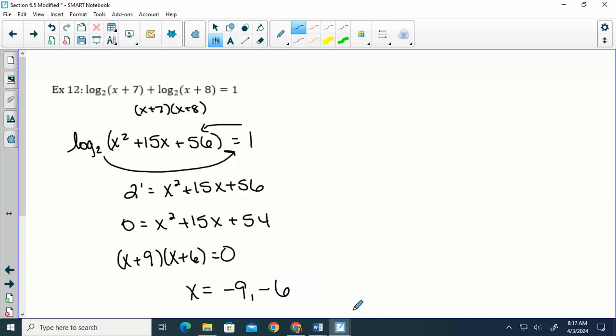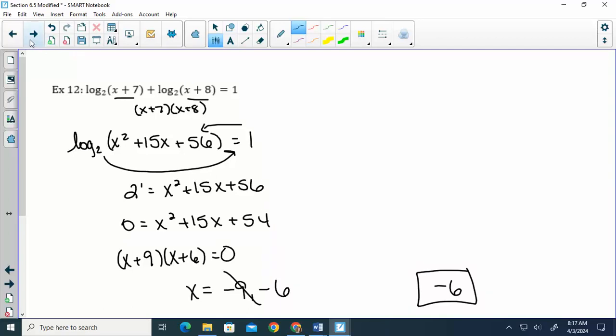Alright, and then what do we have to do? If we put in negative 9, is negative 9 plus 7 positive? No, so we cannot use that. We cannot do the log of a negative number. Is negative 6 plus 7 positive? Yes. Is negative 6 plus 8 positive? Yes. So negative 6 is the only answer. Alright. Any questions on that one?